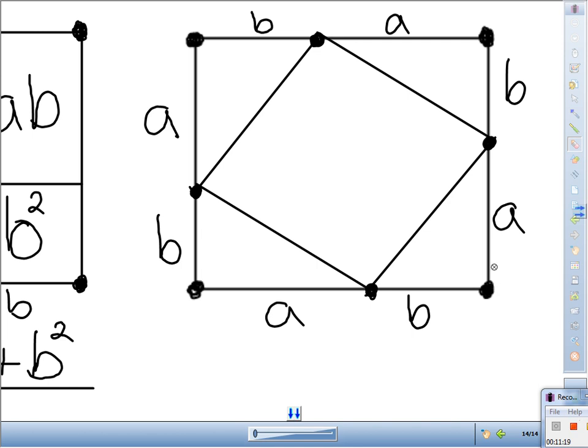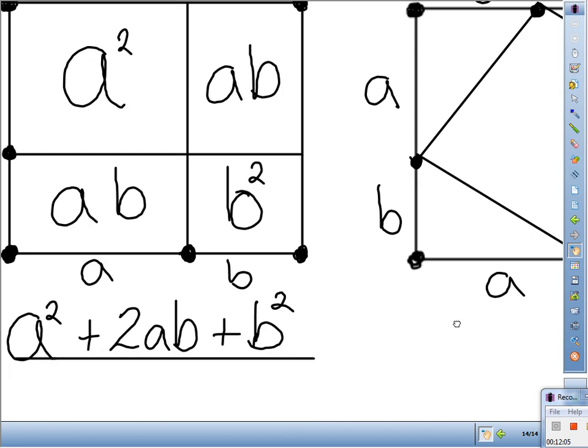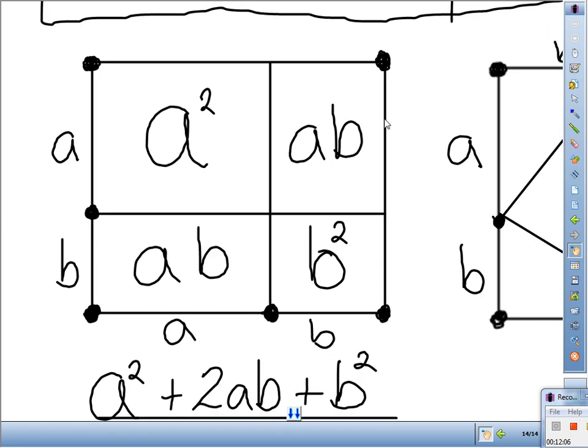Reagan, what would be the area? No. I'm not talking about the angle. I said, what would be the area of that triangle? Kind of like over here. The area of this rectangle is what? AB, because we multiplied A, which is this side, times B, which is this side. A times B is AB.